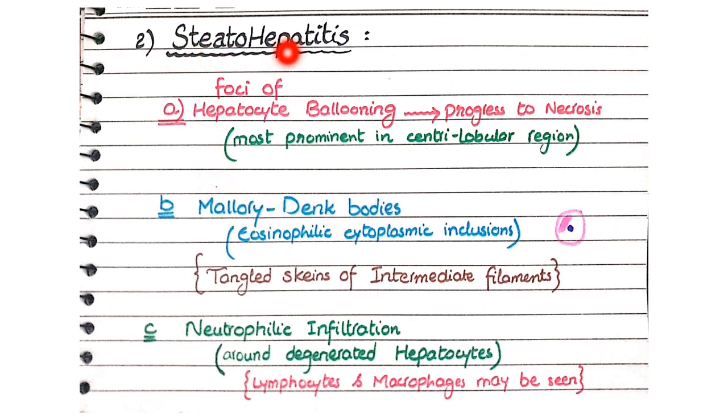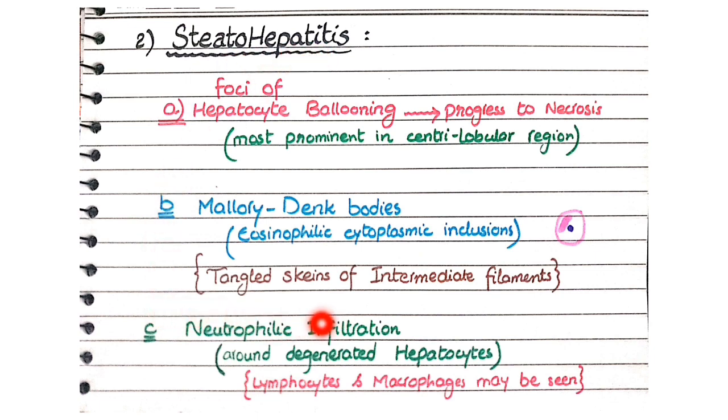Now in steatohepatitis, the third characteristic change is neutrophilic infiltration around the degenerated hepatocytes. You know that itis means inflammation. So other than these 2 points regarding cell injury, there is inflammation or there is infiltration of these inflammatory cells also.